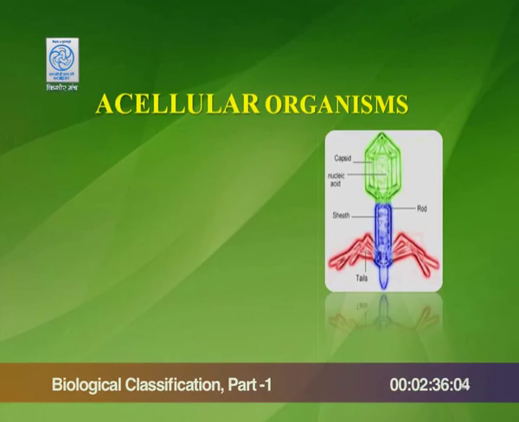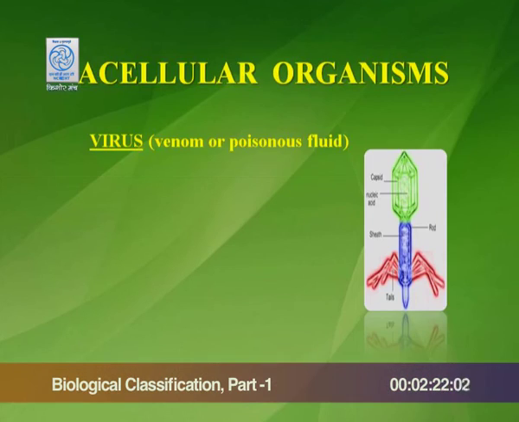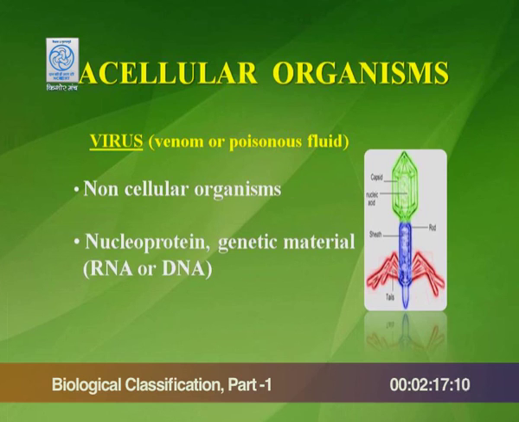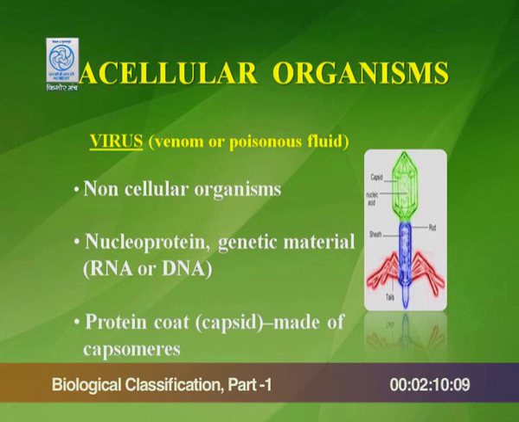In the 5 kingdom classification, the acellular organisms are not mentioned, but there are certain acellular organisms like virus, viroids and lichens. Virus. The word virus means venom or poisonous fluid. They are non-cellular organisms. They are nucleoprotein and the genetic material is either DNA or RNA. The protein coat is called capsid, which is made up of capsomeres, which are the subunits.